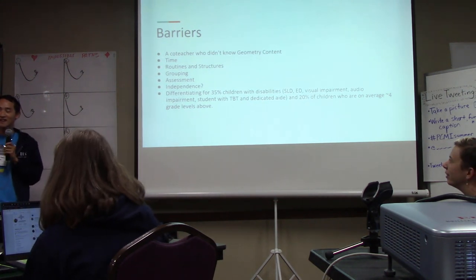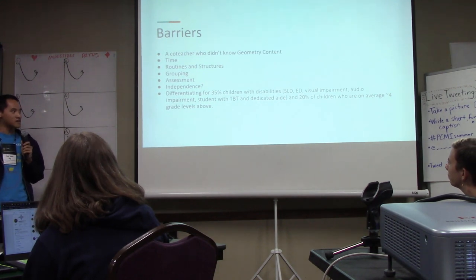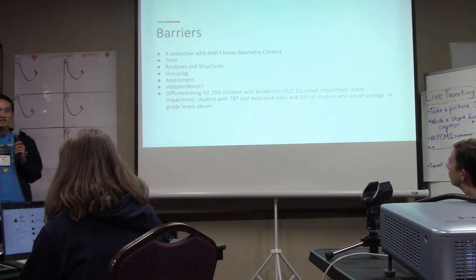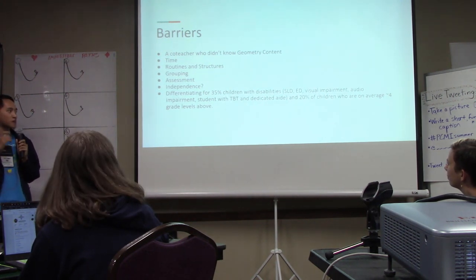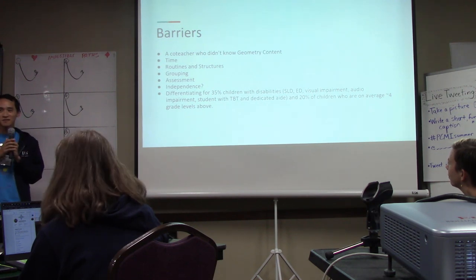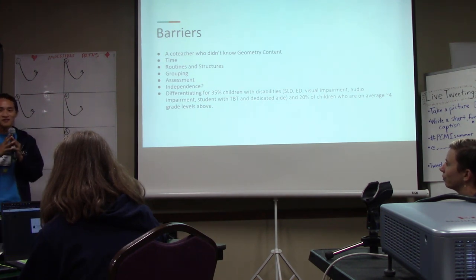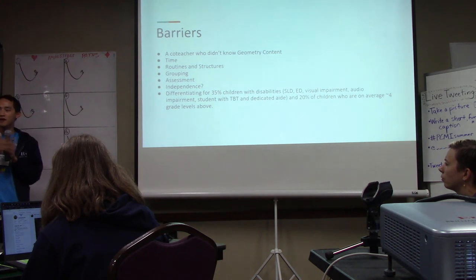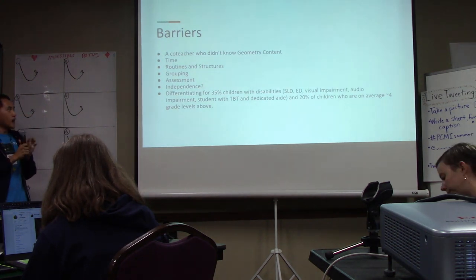This year, about 35% of my kids had IEPs. I had a kid with a visual impairment, a kid with an audio impairment, two or three kids with autism who had dedicated aides, and a student with a traumatic brain injury. At the same time, I also had kids who were an average of about 4 grade levels above or more. So it was a really inclusive classroom, and I had to figure out how to differentiate for the low flyers but also for the extreme high flyers. Stations was kind of the way that I did it.